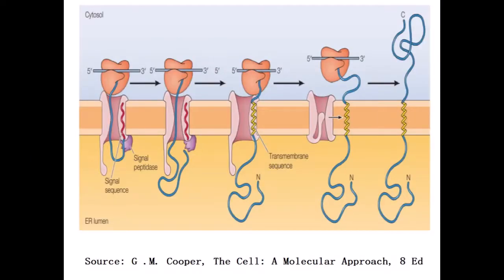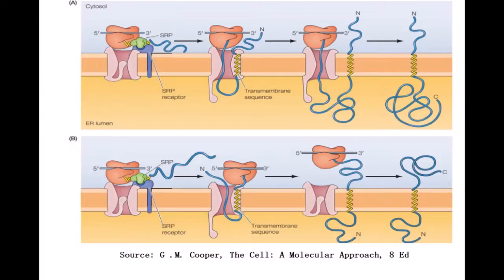Let's talk of the first case, when a cleavable signal sequence is present at the N-terminal. The N-terminal of the polypeptide chain enters the lumen and the signal sequence is cleaved by signal peptidase. When the transmembrane sequence arrives, the translocon recognizes the sequence and allows the protein to exit the translocon laterally and be anchored in the endoplasmic reticulum. The translation continues and the C-terminal lies in the cytosolic region as shown in this figure.